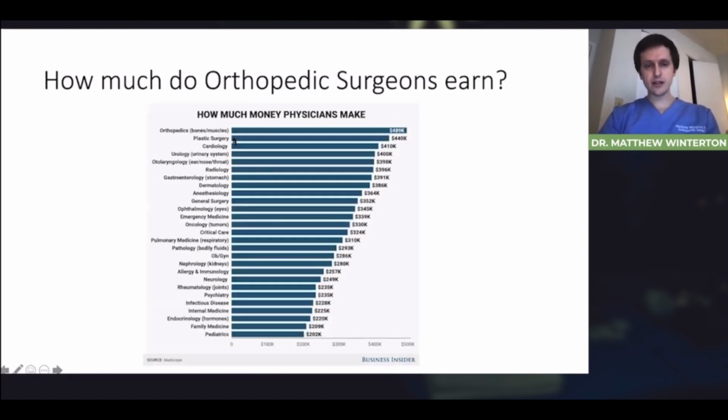So what is my day, or how much, I guess, so we should go on to that. How much do orthopedic surgeons earn? Typically, they're at the higher end of the spectrum. This varies from year to year. In this particular year, orthopedic surgeons were at the top of the list.